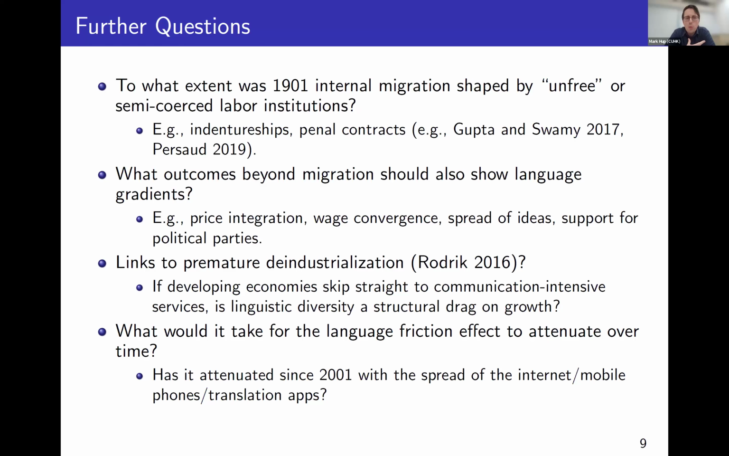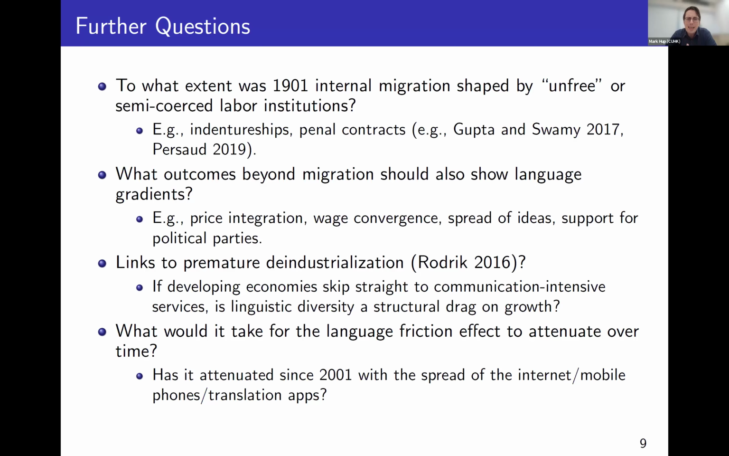And next to that, we can ask, well, what outcomes beyond migration should also show these types of language gradients? And that would be consistent with what James and his co-authors find in this paper. So it could be, for example, price integration, right? So James has another paper on that, basically finding that type of evidence. Could be wage convergence, but it could also be the spread of ideas or support for political parties nowadays. And presumably there would be this effect of this linguistic boundary on these outcomes as well, just by the fact that less people are moving. So let's say the ideas are also less converging as well.